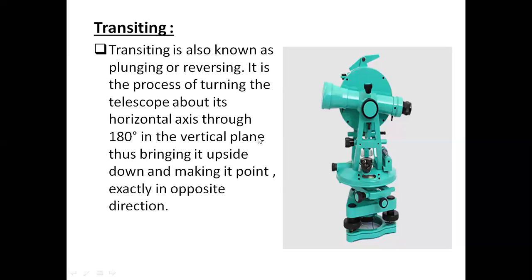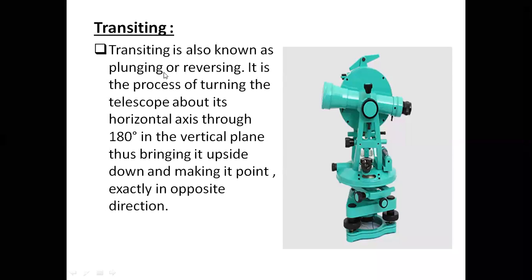Then, what is meant by transiting? This is the vertical axis. If you revolve this theodolite by 180 degrees, then this circle will come from left to right or right to left. Then the telescope eyepiece will go on this side, and the object glass will come on the other side. This is the simple definition of transiting.